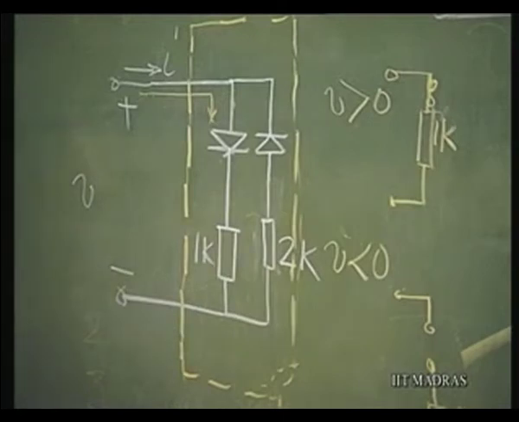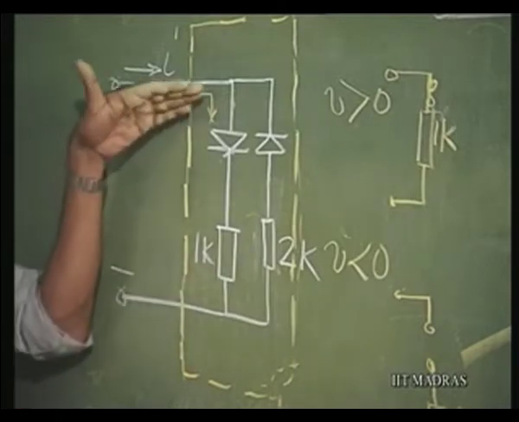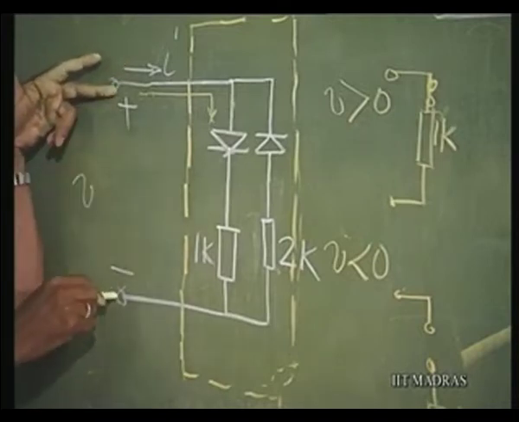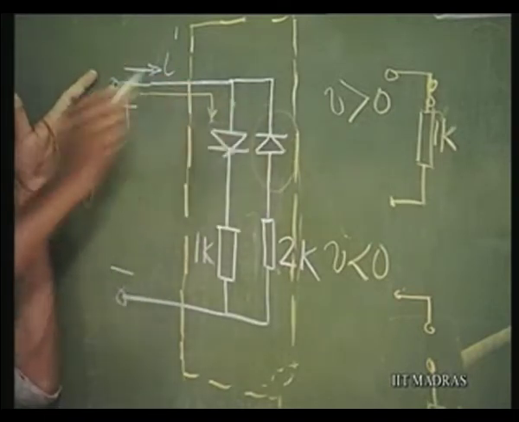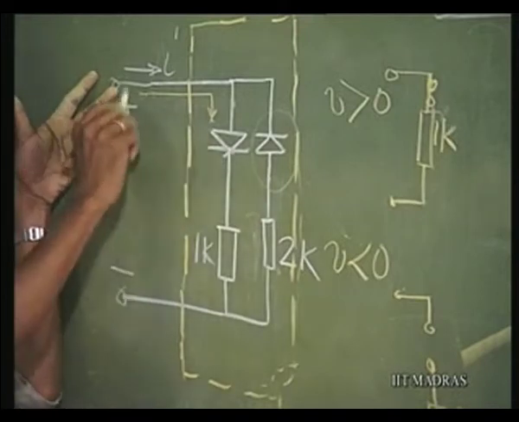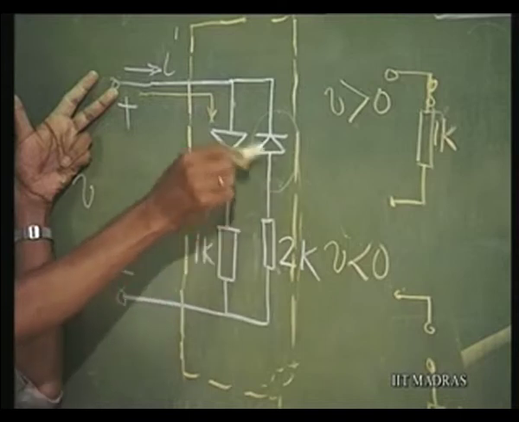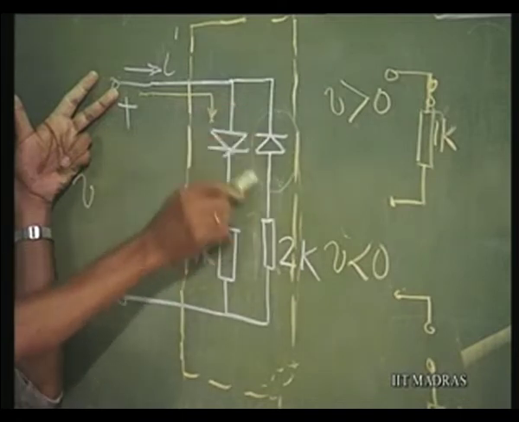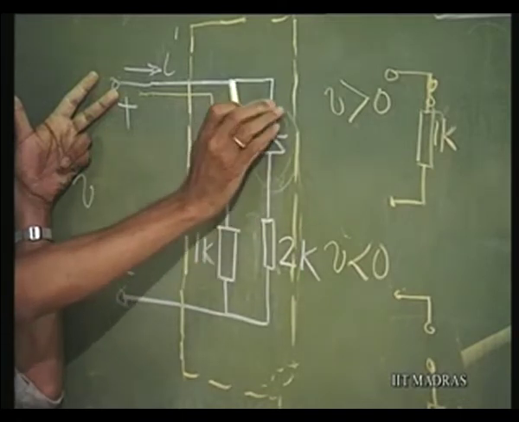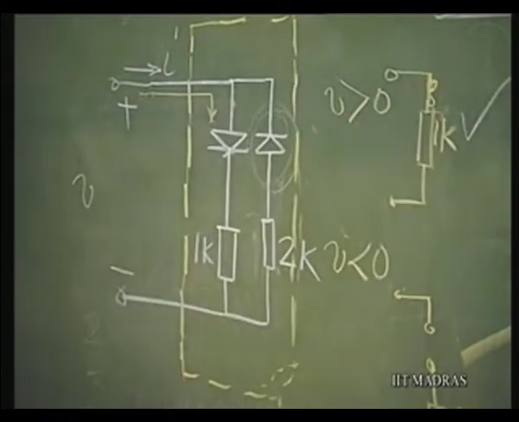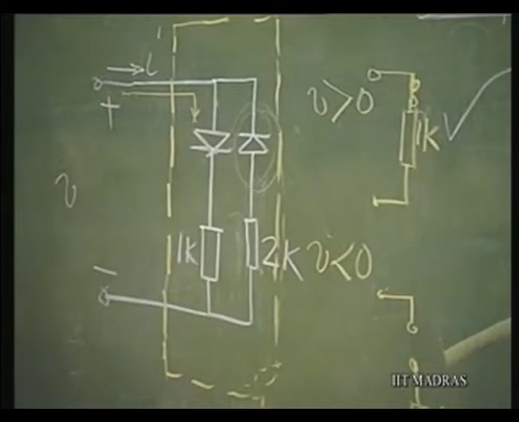So, now what happens? As far as V equal to positive here and negative here is concerned, this diode is going to be an open circuit, because when V is positive and this terminal is negative, this is positive, this particular diode is reverse bias. So, this is an open circuit. So, the equivalent circuit is this. This is a short circuit.